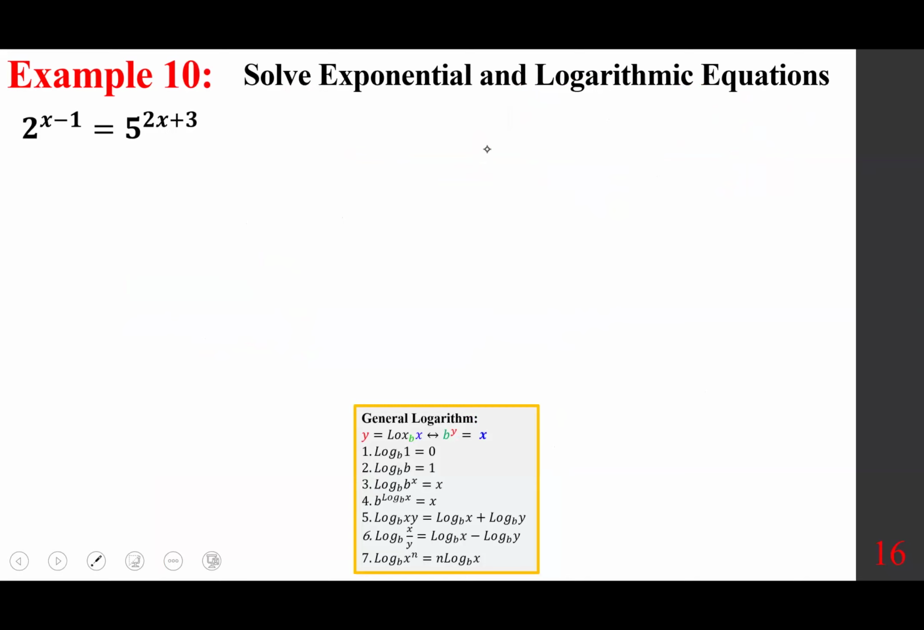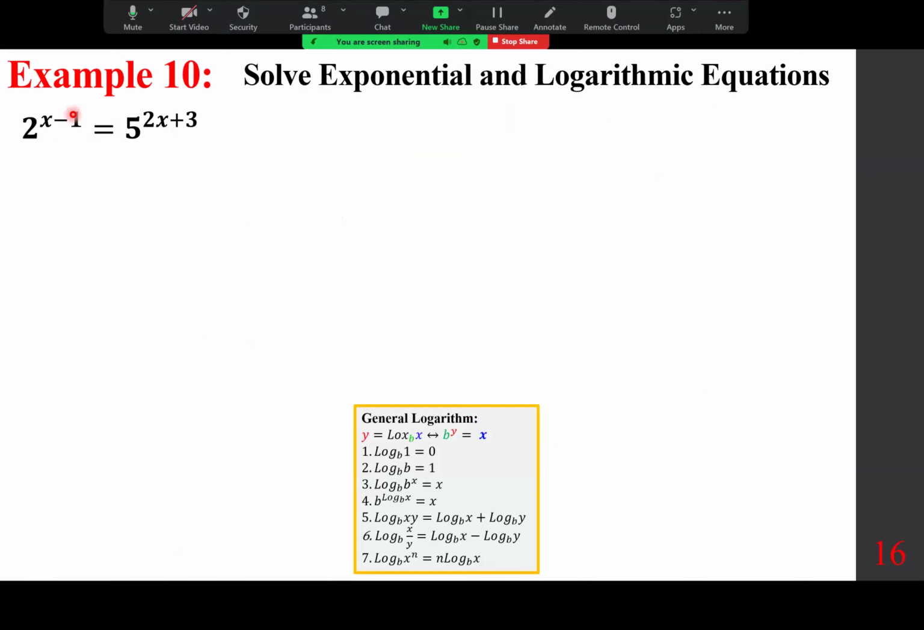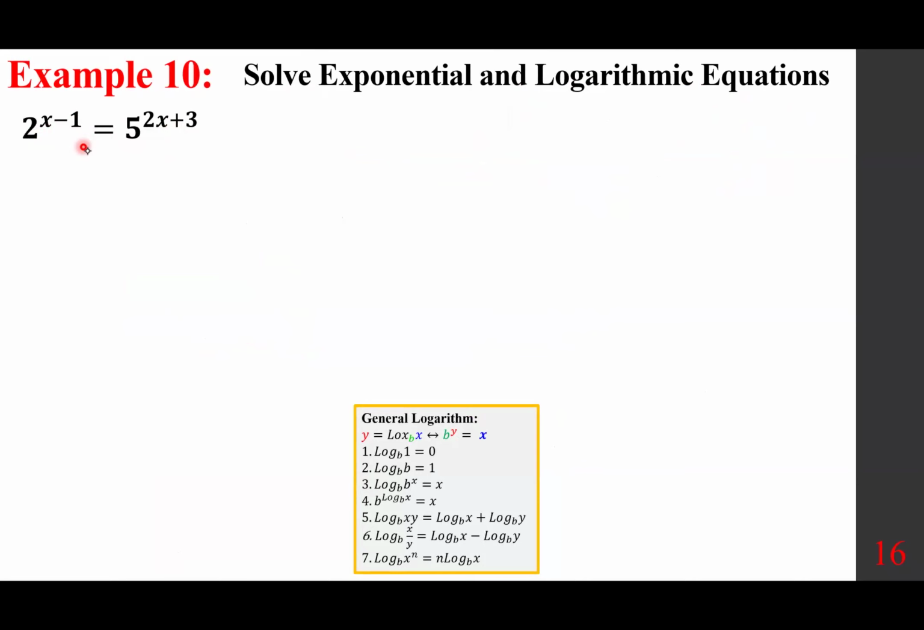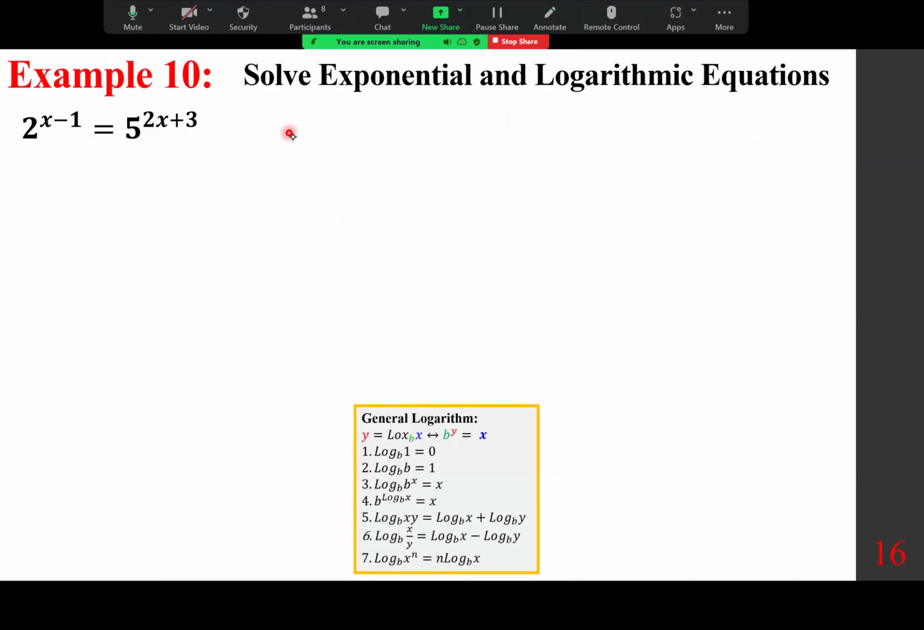Let's continue by solving this exponential. The very first thing you ask yourself: this is 2 to the power of x minus 1, this is 5 to the power of 2x plus 3. Can I make both sides such that they have the same base? The answer is no. Either the same base or the same exponent. So when we can't do that, then how do we get to the exponent x somehow? You have to take a log.